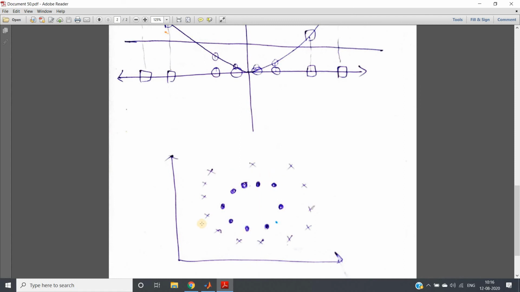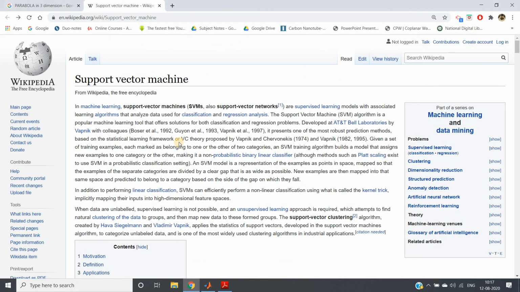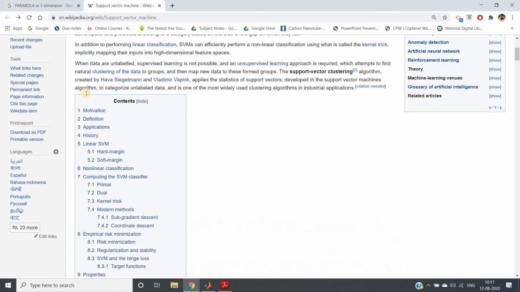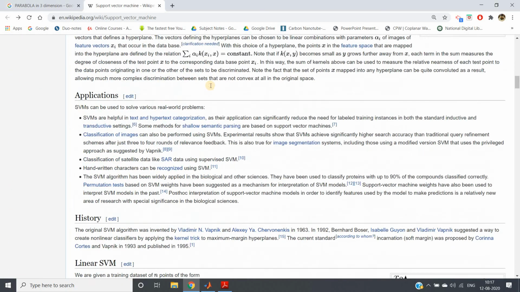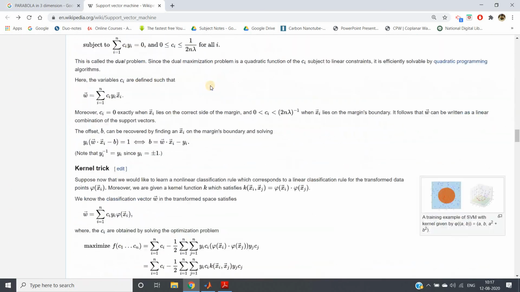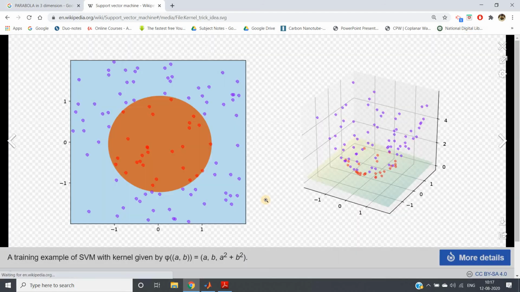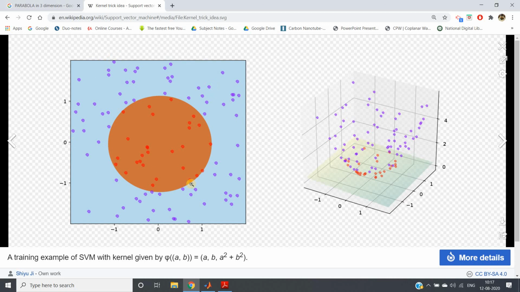Then in this case what we'll do is consider one parabola in three-dimensional space. I can show you here if I open the support vector machine page in Wikipedia. Let me show this particular image. Yes, see here some red points belong to one class and blue points to another class. What we can do is map this to a three-dimensional parabola type shape, so red points come in the lower part and blue points come in the upper part. Like this we can map.